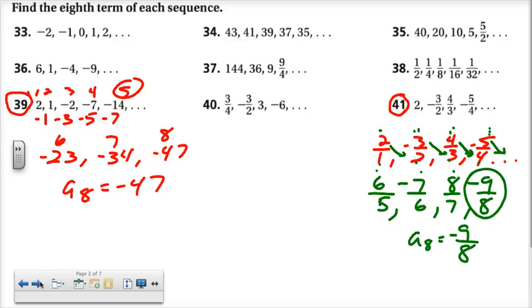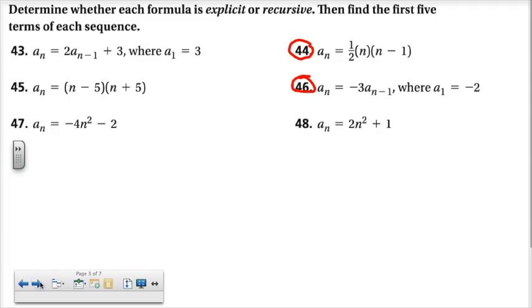All right, next, I have a lovely word problem. Oh, actually, I had a couple more here I was going to do.